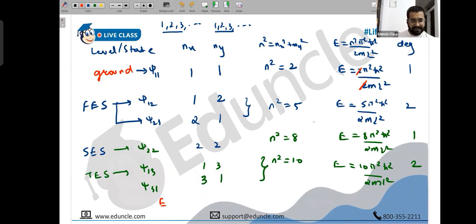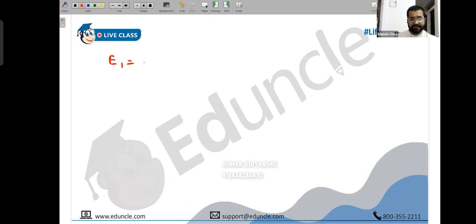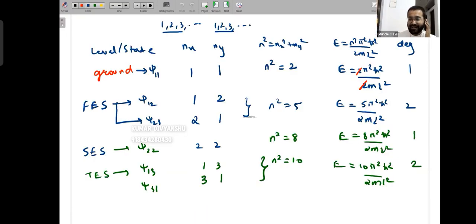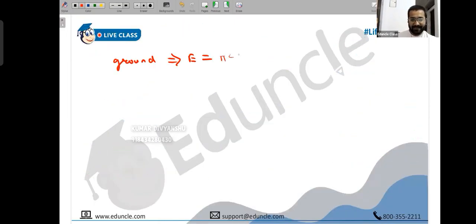This is actually more confusing. There's a simple way to understand. I'll go to the next page, just a second. So energy E1, if you want to write it. What is the energy of the ground state? 2 gets cancelled. We just have pi square h square upon m l square. That's the energy of the ground state. We can call it E1.